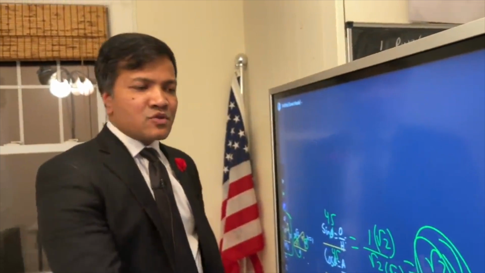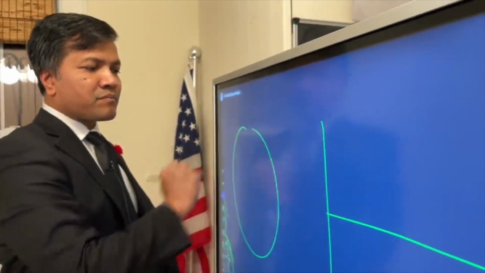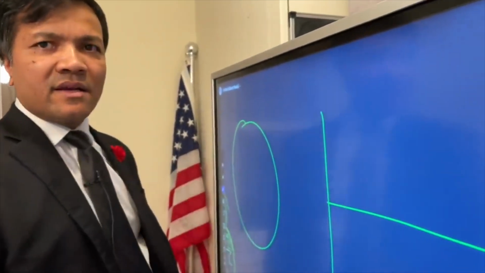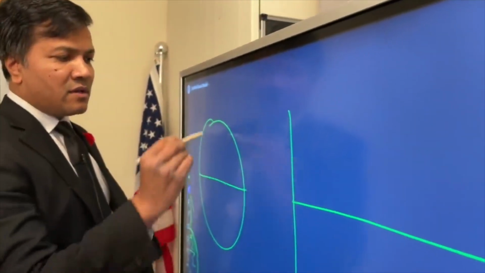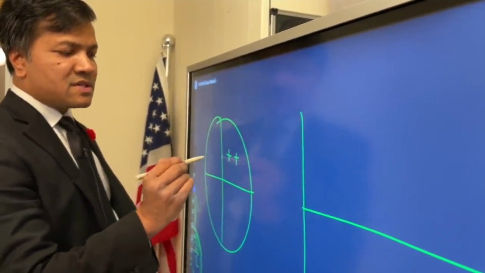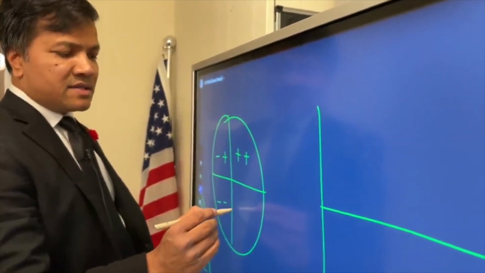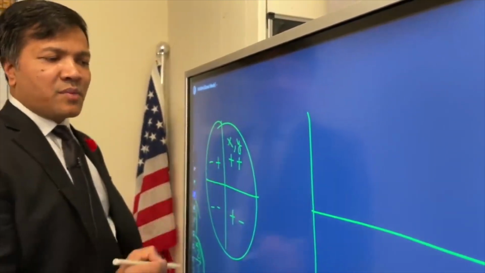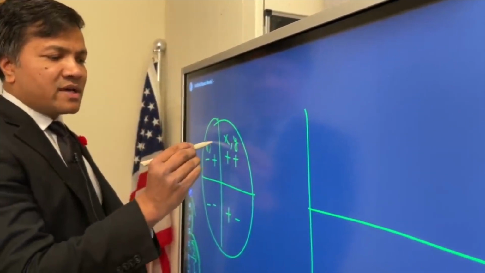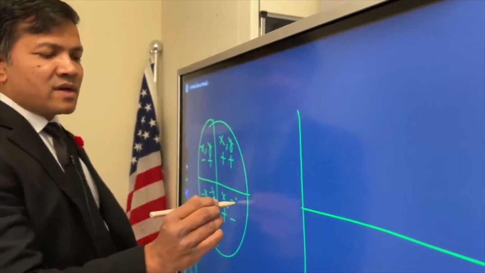Now I'm gonna show you one final thing, and that is the relationship between the unit circle and the graph of sine. In the unit circle that I showed you, the signs go like this. Both x and y are positive. X is negative, y is positive. X is negative, y is negative. X is positive and y is negative.